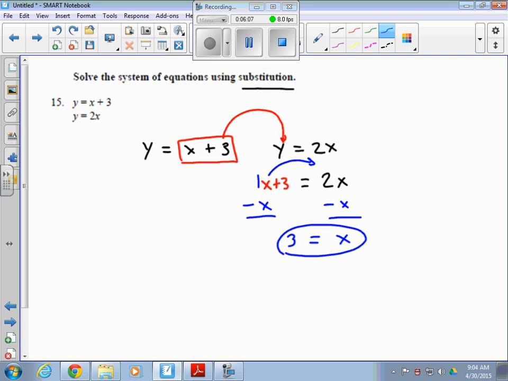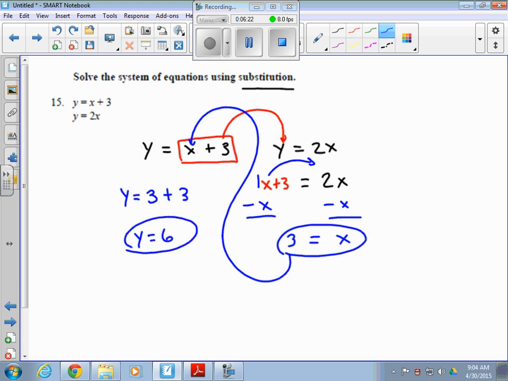Once you have x's value, plug that back in to the other equation. Y is equal to x, which is now 3, plus 3, and y's value is 6. So you have x comma y again as an ordered pair. That's how you write your solution, 3, 6.